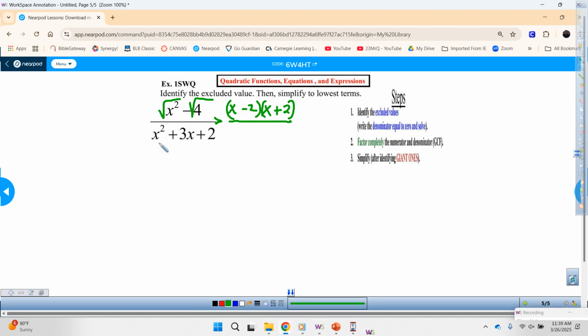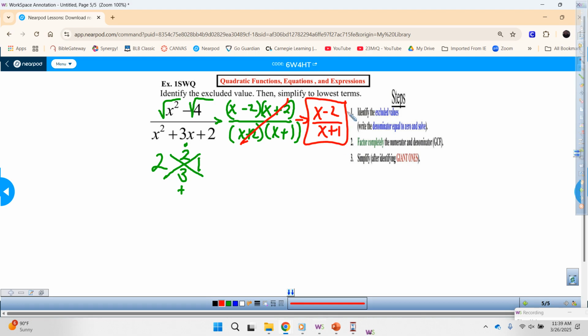All right. How do we factor this one? Remind your neighbor. Enrique, how do we factor this one? 2 and 3. Factor the 2 that add up to 3, everyone. 2 and 1. Therefore, x plus 2, x plus 1, giant 1, and we're left with x minus 2 over x plus 1.